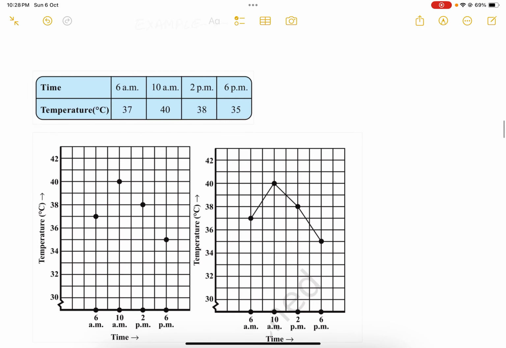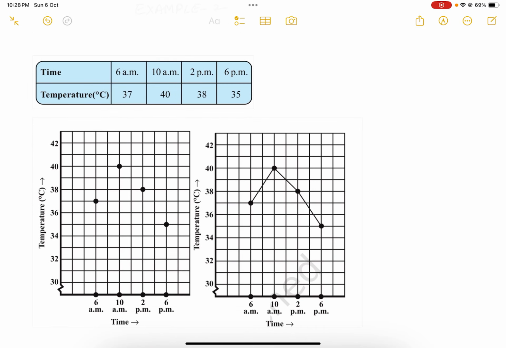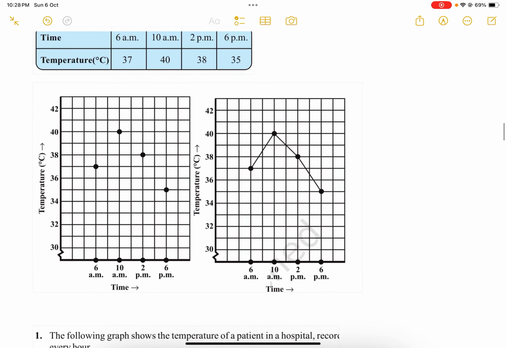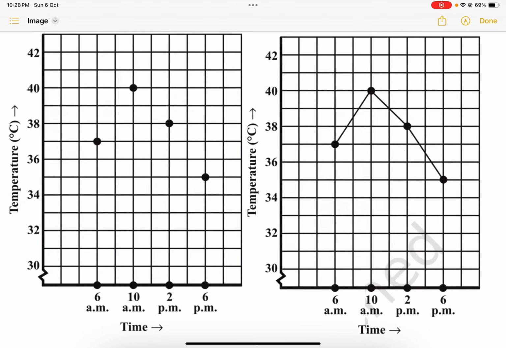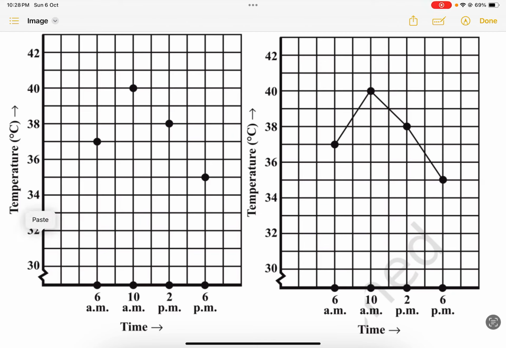Another example, let us see. Look at this now. This is about the line graph. The time is on the x-axis and the temperature is on the y-axis. Now, what is the time at 6 a.m.? How much is the temperature? The graph shows 30, 31, 32, and then 33, 34, like that. That is the temperature on the y-axis. Now at about 6 a.m., the temperature is 37 degrees.